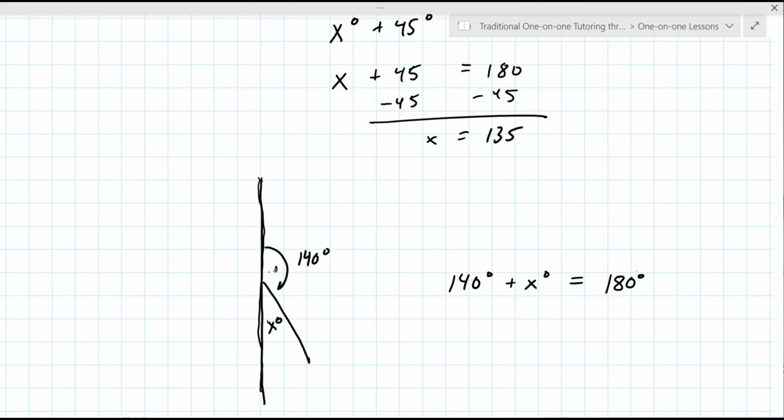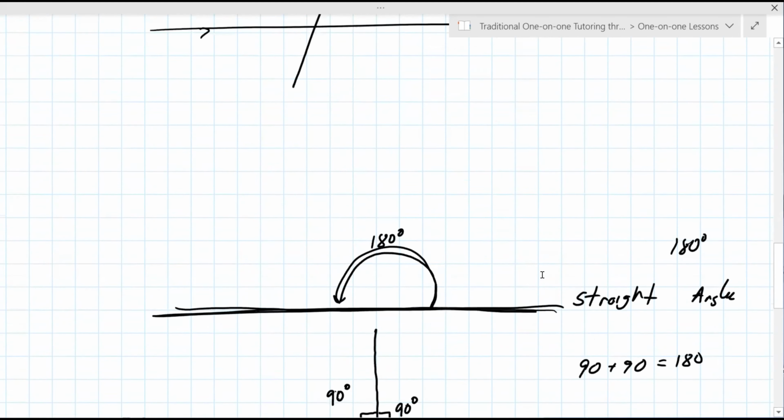Hey, Sourish, do you have an answer for me? What is the value of X? It's 40 degrees. That's right. You drop the degree symbols and you subtract 140 from both sides, and X is 40 degrees. Fantastic. Okay, so let's go back to the problem that we were working on.